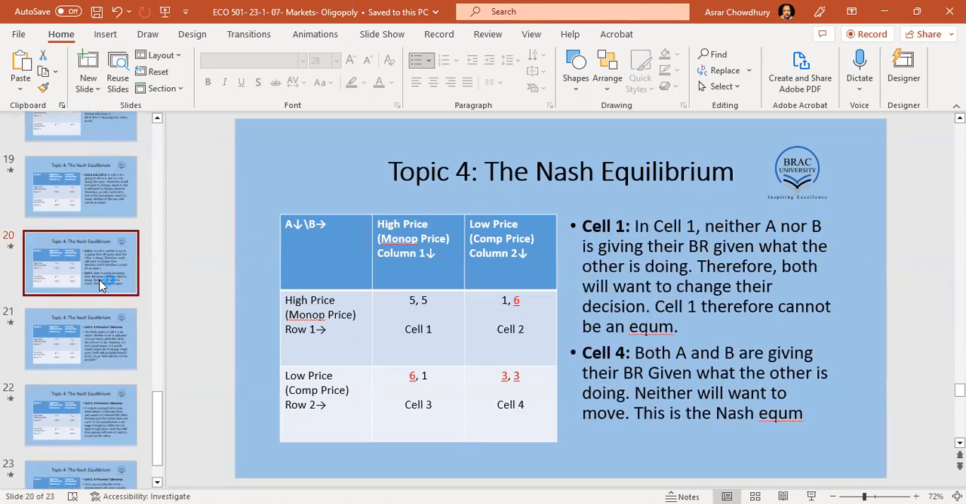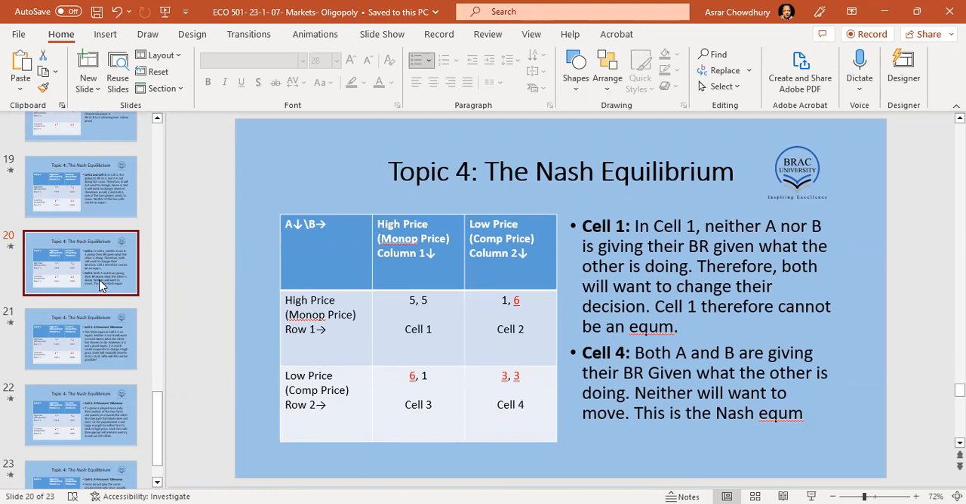এখন তাহলে দেখি if A plays row 2, low price, তাহলে what is the best response of B? কলাম 1 এ থাকা না কলাম 2 তে থাকা? কলাম 2 তে থাকা। Yes, because কলাম 1 এ থাকলে সে পাবে 1, কলাম 2 তে থাকলে সে পাবে 3। তাহলে তার best response এটা। Lovely.